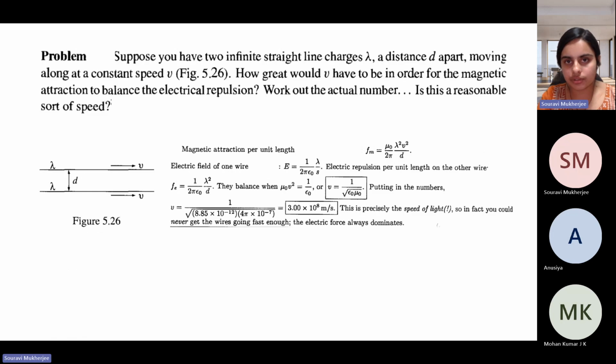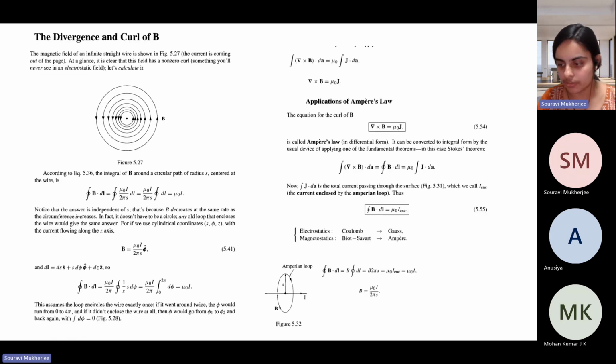So that was about magnetic forces. Now we move to divergence and curl of B. Suppose this dot shows an infinite straight wire with current flowing out of the page. The current is coming out of the page, and we know that this is how the field lines look around it, from Biot-Savart's law.